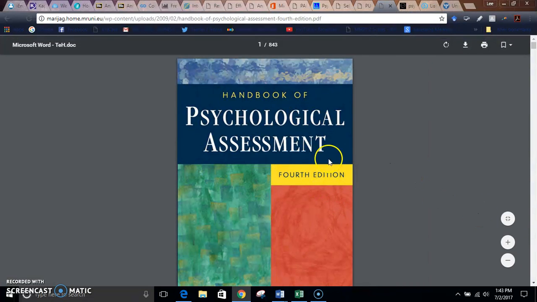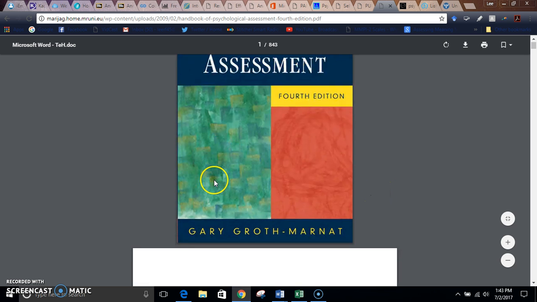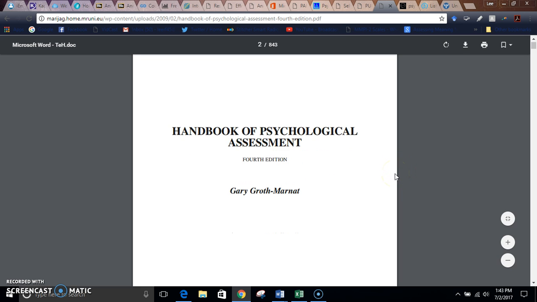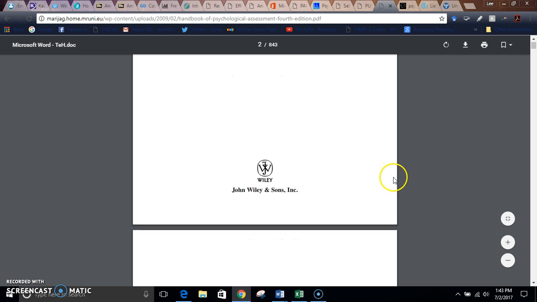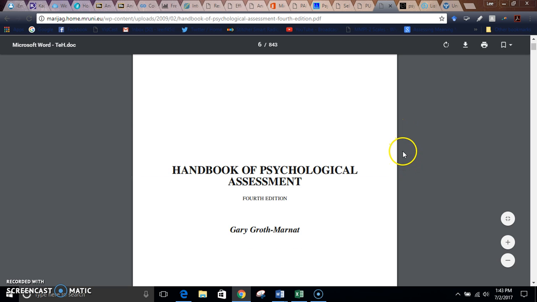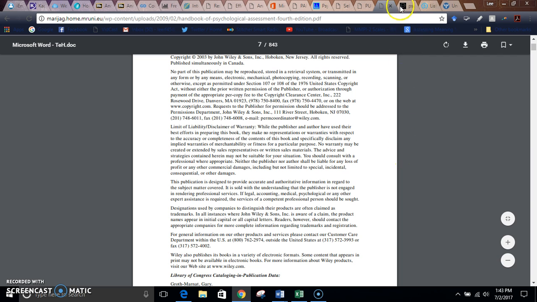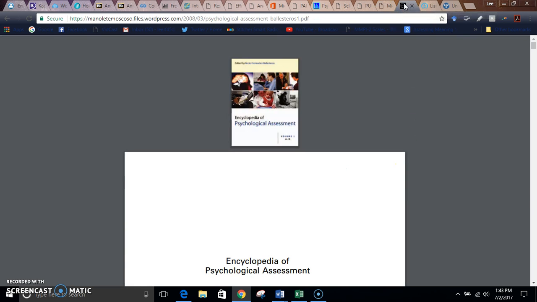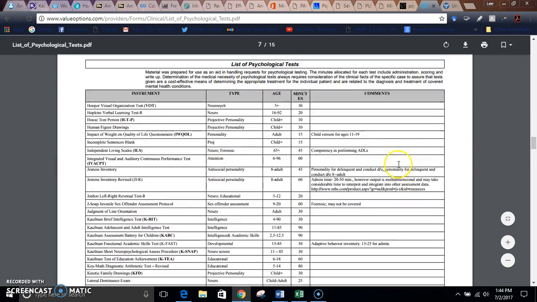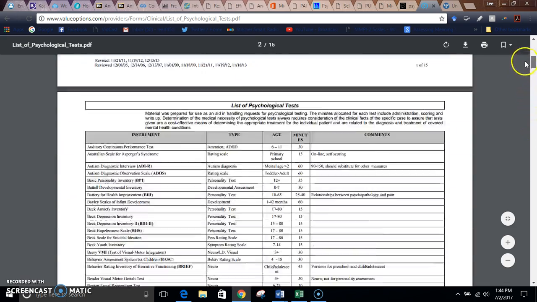I will also include a copy of the URL to this PDF. It is just a companion to what you are using in your textbook. It's just more information. Most of this information is current, even though this is from 2003. But it also has a lot of assessments in there that you could peruse as well. And I'm also going to give you this one, the Encyclopedia of Psychological Assessments. And what else? Here is, and I found this one interesting, a list of psychological assessments.